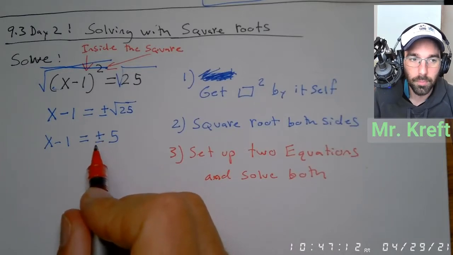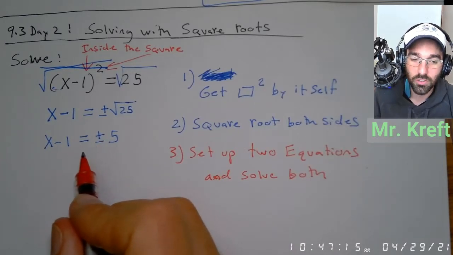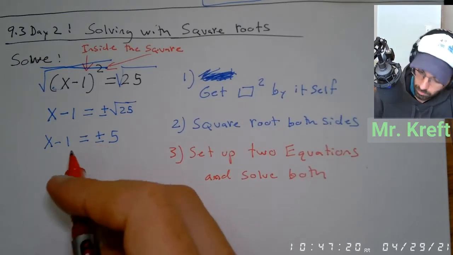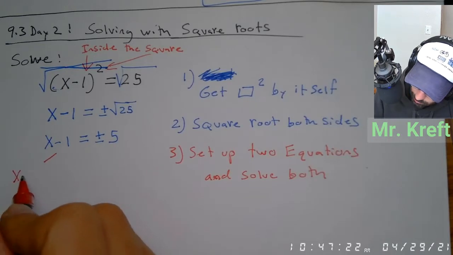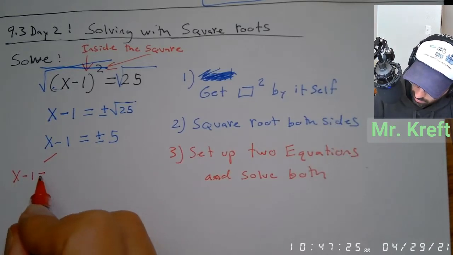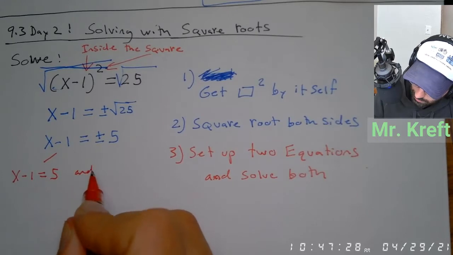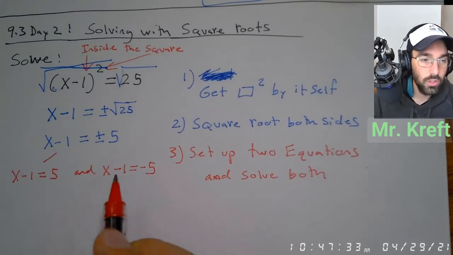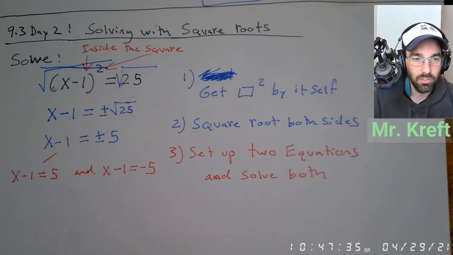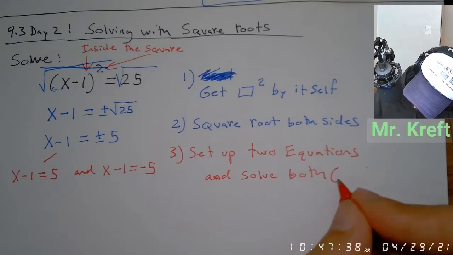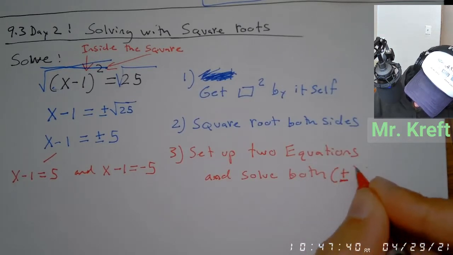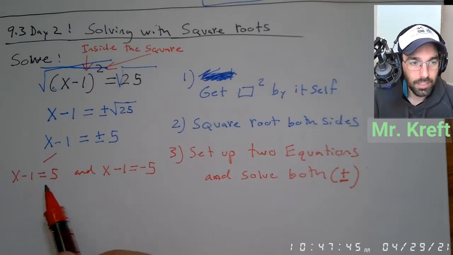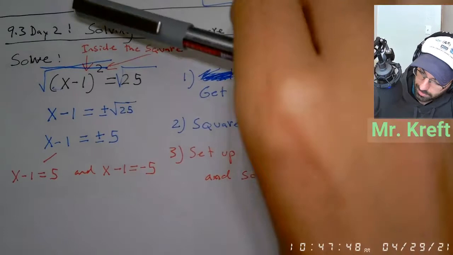Now notice how it says plus or minus. So really there's two equations here. It's x minus 1 equals positive 5 or x minus 1 equals negative 5. So we're going to write this as two separate equations. X minus 1 equals positive 5 and x minus 1 equals negative 5. Notice how the only difference, right, is the plus or minus. Right, we're doing the plus and minus. Okay, so we're going to solve for when it's positive, and we're going to solve for when it's negative.